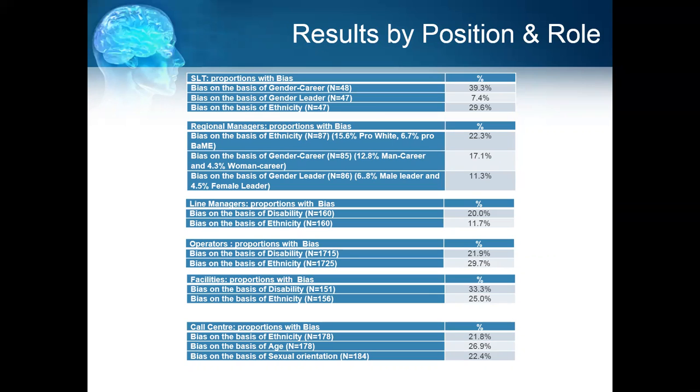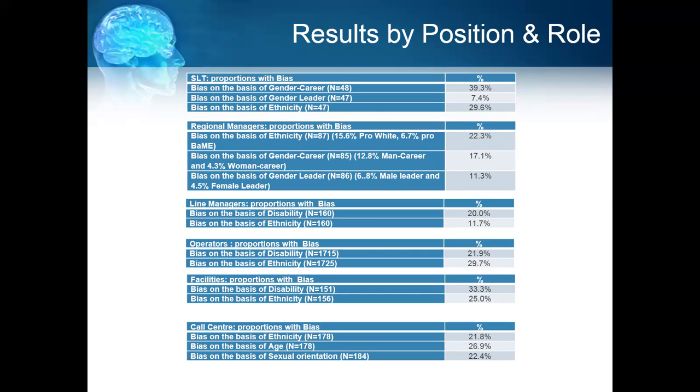The line managers, some really low levels of bias. If you remember, the average sample in this organization was about 23%, and yet amongst their line managers, the ethnicity bias is right the way down at 11.7%. And this organization were quite pleased with those results. As you can imagine, they've still got about 1 in 9 or 1 in 8 people amongst their line managers with an ethnicity bias, but at least they knew where the people were with the lowest levels of bias.